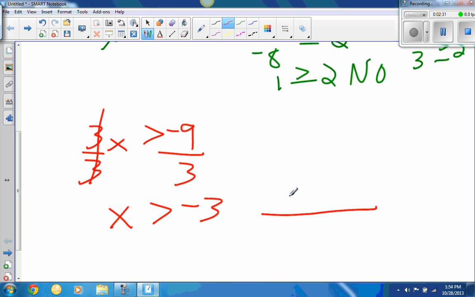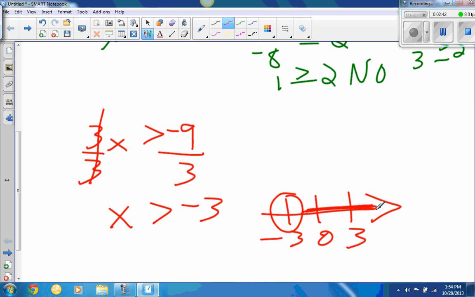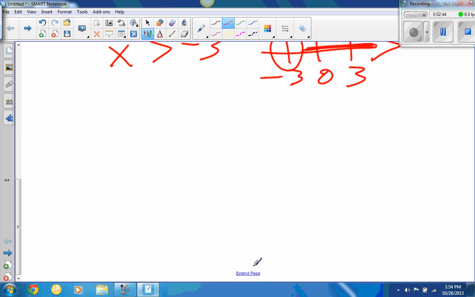So then when I go to graph it, I'm going to graph it the same way that I have been this whole time. Circle -3. It's not "or equal," so I don't shade it in. It's greater, so I shade it towards the greater than numbers. Okay, let me show you the difference here.